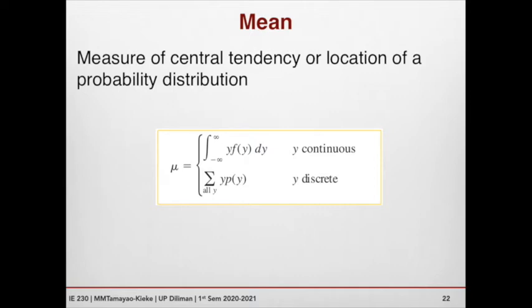Next, we talk about the mean, which is a measure of central tendency or location of a probability distribution. Mathematically, the mean mu is equal to the integral of y, f of y dy, from negative infinity to positive infinity if y is a continuous variable. If y is discrete, a mean mu is the summation of y times p of y over all y.